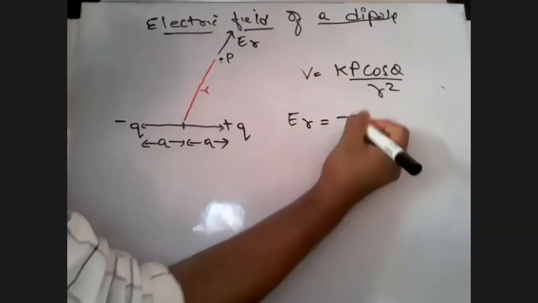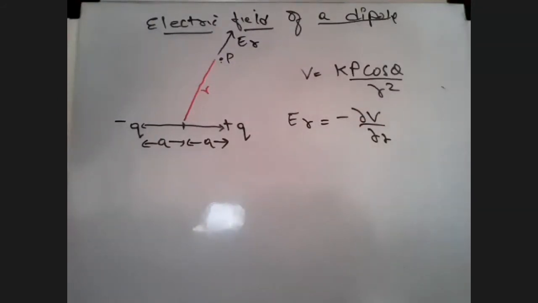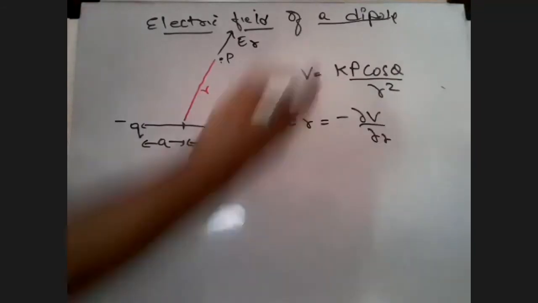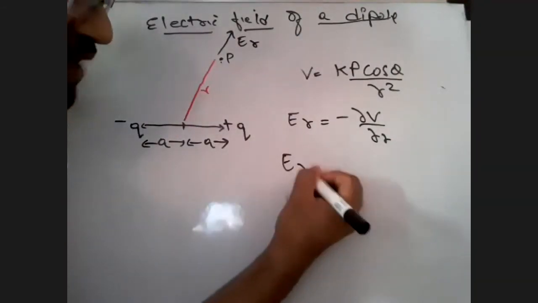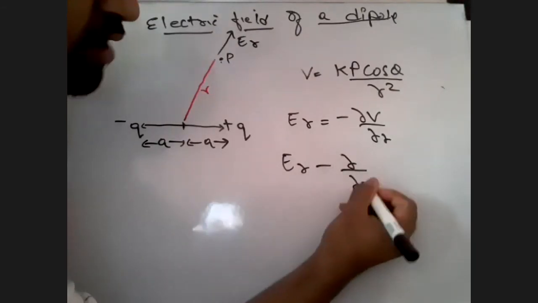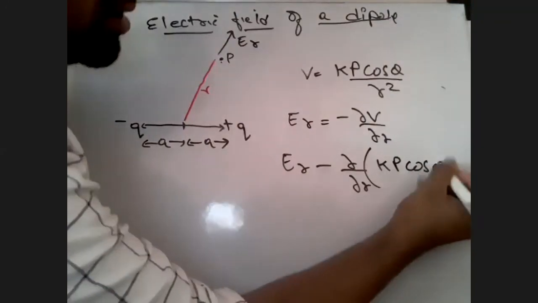Er is equal to what? Minus dV by dr. Yes or no? Yes, sir. If we know the potential, we know the electric field intensity now. It's simply the derivative of that, negative of d by dr, with this Kp cos theta upon r square.